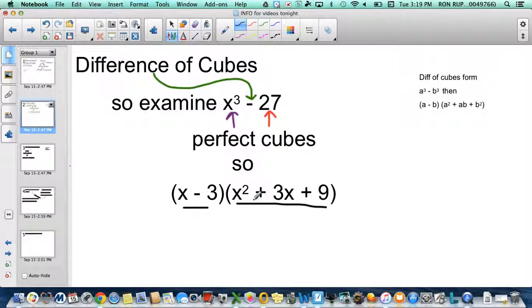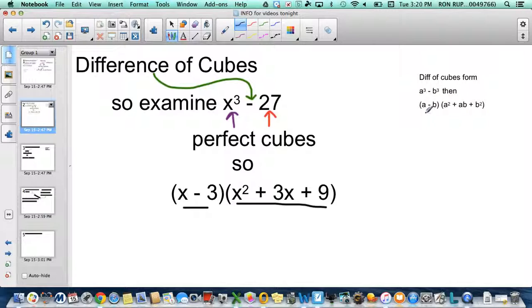Negative 3 times x squared is negative 3x squared. Negative 3 times 3x is negative 9x. And negative 3 times 9 is negative 27. You'll see that everything cancels out except for the x cubed and the negative 27. Wham! So the general form of a difference of cubes is a cubed minus b cubed.